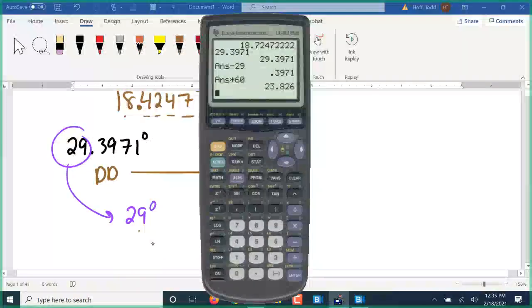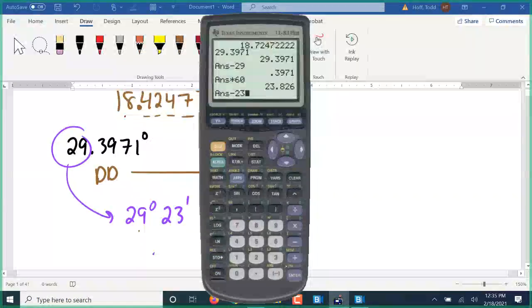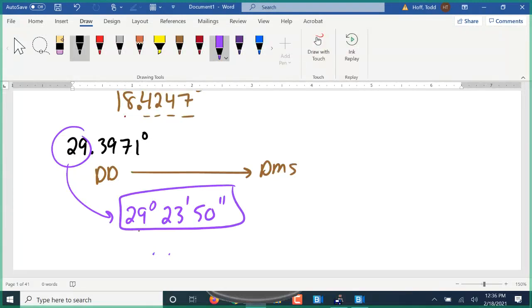I have 23.28 again. I'm just going to keep the 23 off of that. I'm going to subtract off the 23. Take that out. I have 0.826 minutes. I'm going to turn that into seconds by multiplying by 60. 49.56 will round up to 50 seconds. That's 29 degrees, 23 minutes, 50 seconds.